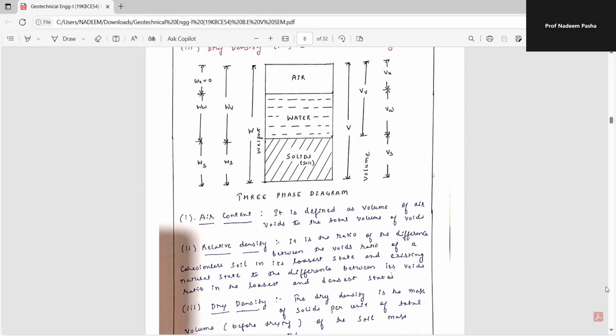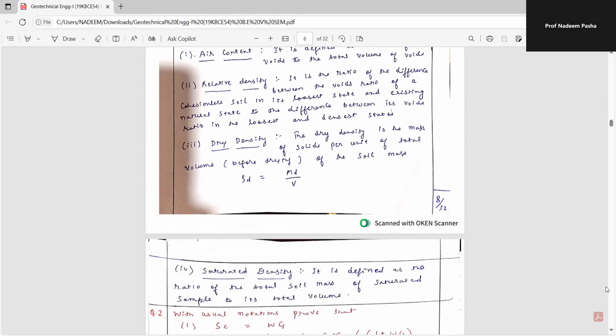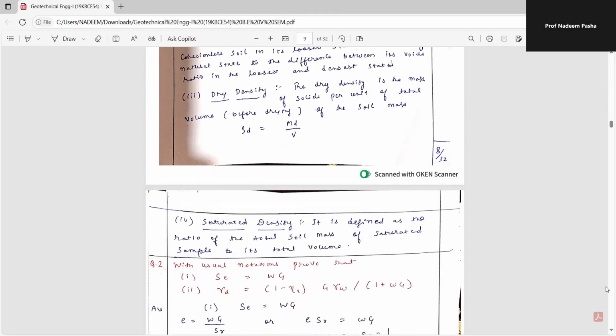Next, relative density. It is the ratio of the difference between the voids ratio of cohesionless soil in its loosest state and existing natural state, to the difference between the loosest and densest states. So what is dry density? The dry density is the mass of solids per unit of total volume of the soil mass, equal to Md by V. Saturated density: how do you define saturated density? It is defined as the ratio of total mass of a saturated sample to its total volume.